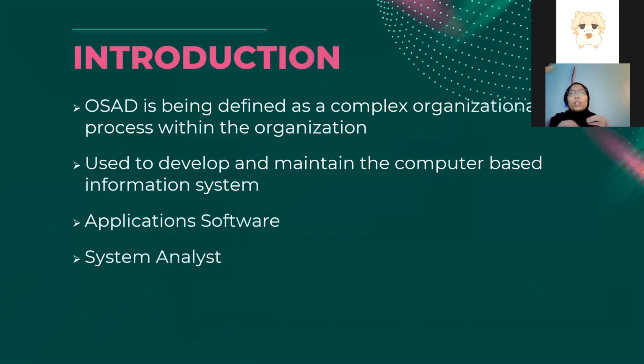As for the introduction, Office System Analysis Design is defined as a complex organizational process within the organization. Furthermore, it is also used to develop and maintain the computer-based information system. Meanwhile, application software means computer software designed to support organizational functions or processes. As for the system analyst, it is defined as a role in the organization that plays an important part in analysis and design.